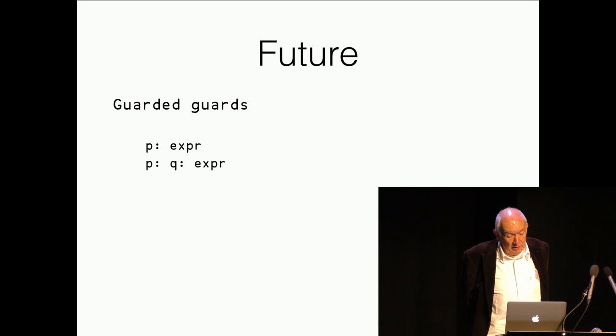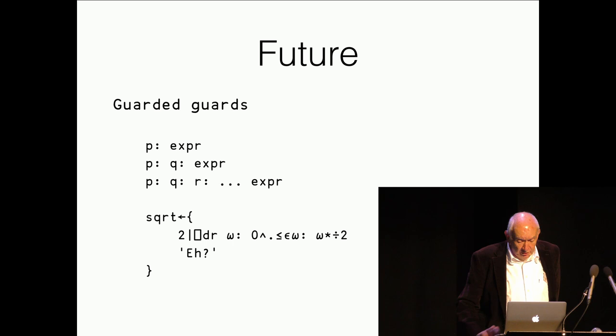So what this would mean is if P, then evaluate the rest. And if Q, evaluate the rest. Otherwise, it drops through. It would be like an and-if. If P and if Q, then expression. Otherwise, go to the next line or diamond. And, of course, as many as you like.